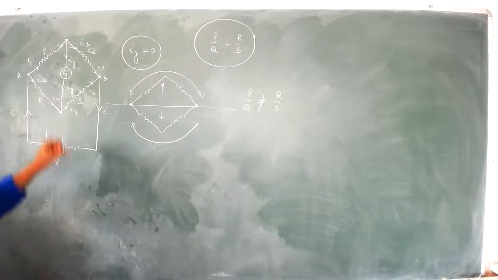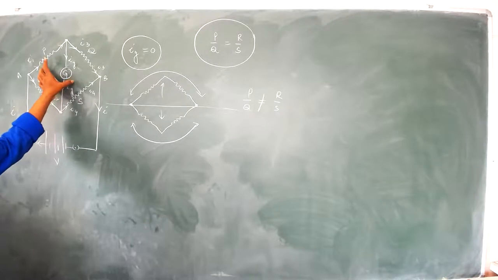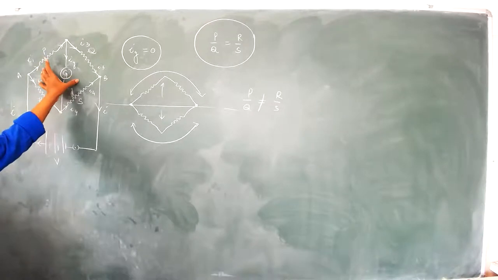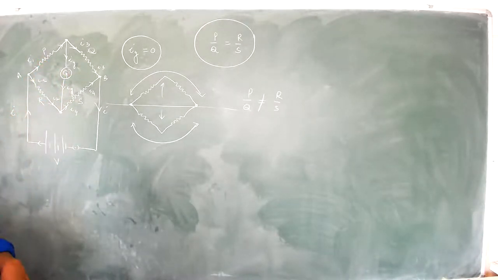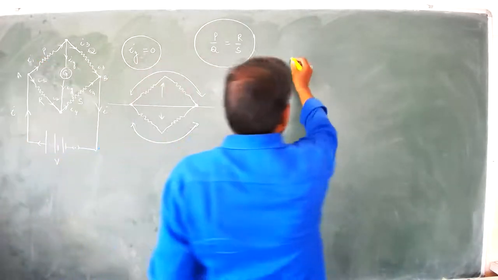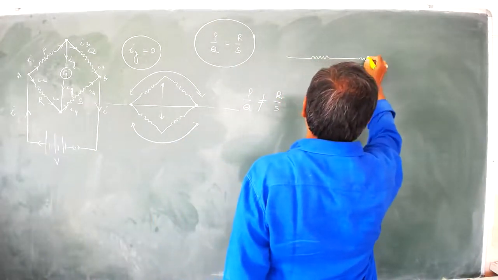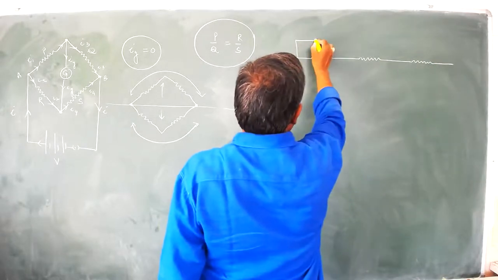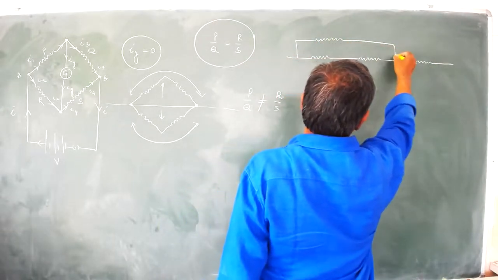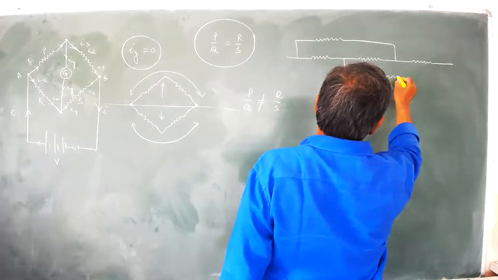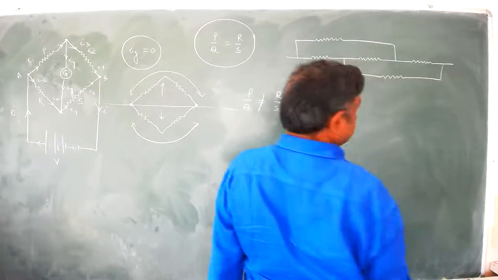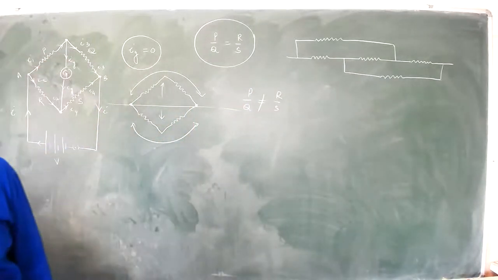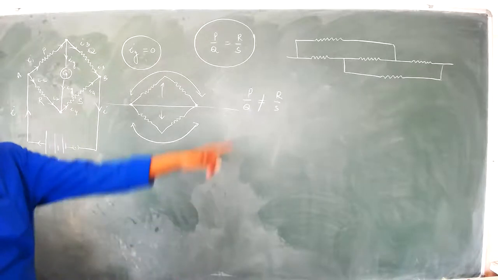So here is an example of how these problems will be asked. What I have shown is the actual bridge formation, but problems will not be asked like this. Problems will be like this. Here you see, this is one resistance, this is one resistance, and this is one resistance. In between these two, one more resistance will be here, and in between these two, one more resistance will be here. So overall, in the Wheatstone's bridge, how many resistances will there be? Five resistances.